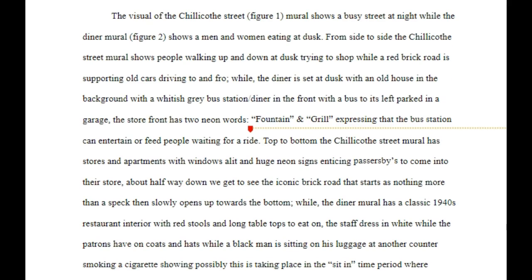The paragraph here, I like that you're mentioning both murals in the same paragraph. A lot of folks wrote a paragraph about one mural and another paragraph about another mural, and that really does not work for this kind of assignment. The thing is, here you're summarizing what's going on in the murals, and I'm not really sure what I'm supposed to take away from this.